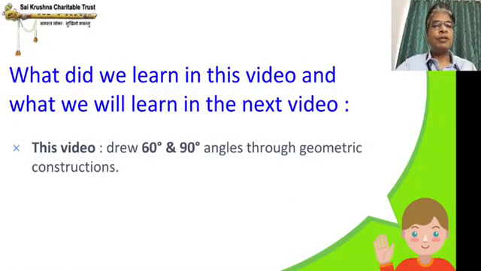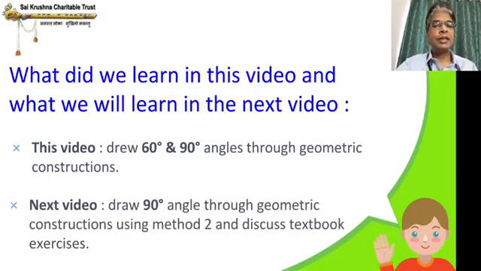So in this video we constructed 60 and 90 degree angles through geometric constructions. In the next video we will see method 2 for the 90 degree angle, as well as discuss textbook exercises. During that I will also explain what is the reason for drawing 60 and 90 degrees through geometric constructions instead of using a protractor.